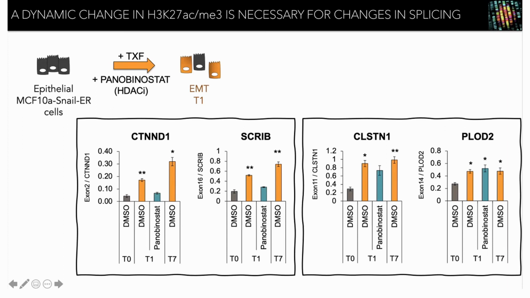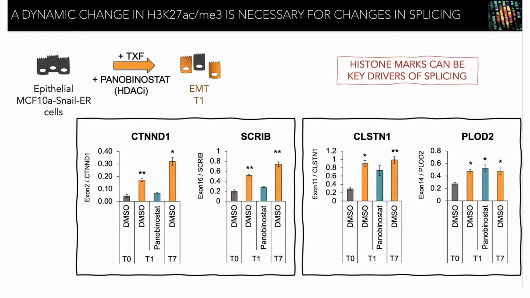Whereas other exons not sensitive to K27 marks did not have any problem in properly doing the switch in alternative splicing during EMT, suggesting that those histone modifications are not only sufficient, but also necessary, and they could be key drivers for the dynamic changes in splicing that occur during EMT.